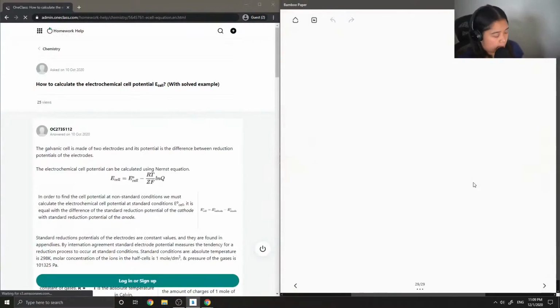Okay, so on to question 3. How do you calculate the electrochemical cell potential Ecell with a solved example? So to calculate for Ecell, we are going to use the Nernst equation.